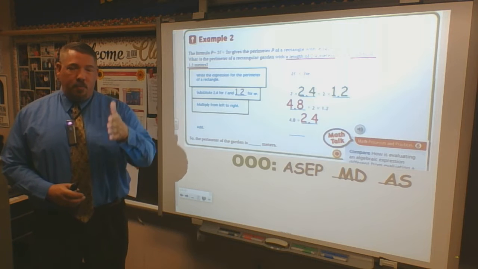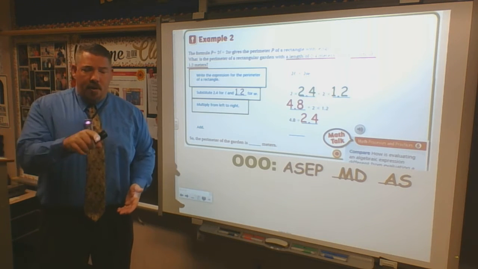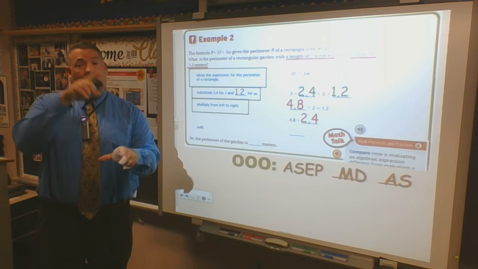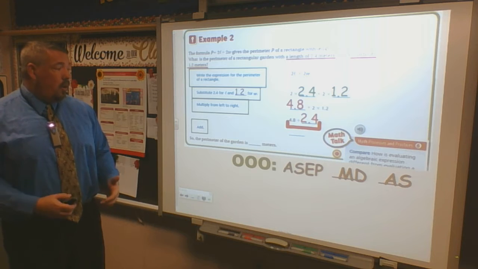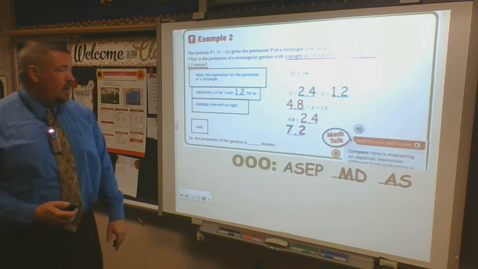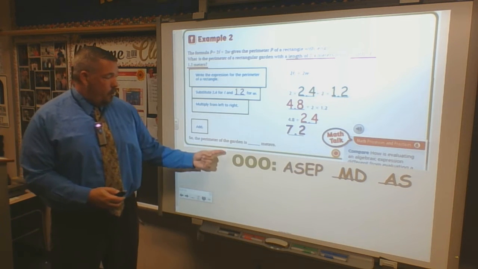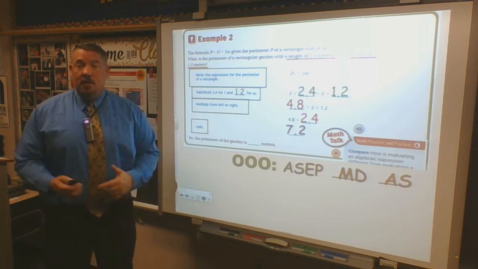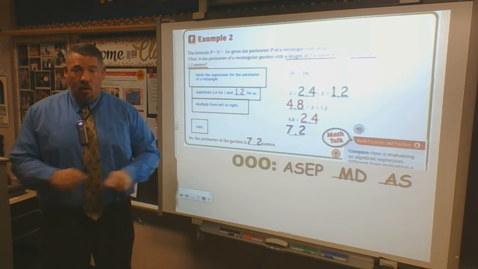Remember, stack your decimals. Make sure they're lined up. Because when I do 8 plus 4, then I end up with 12. So if I brought my decimal down, I'm going to put my 2 and carry my 1 so I can continue to add. But 4.8 plus 2.4, because I'm doing my Dear Aunt Sally now, then I know that's going to give me 7.2. So the perimeter of the garden is 7.2 meters all the way around.